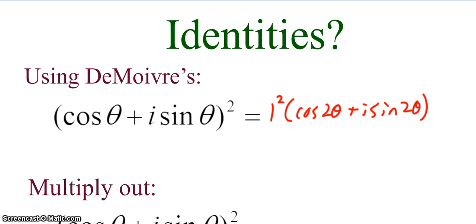in particular here, de Moivre's theorem. So cosine of theta plus i sine theta, squared, using de Moivre's theorem, I square the r value and I multiply theta by 2. So I get 1 squared times cosine 2 theta plus i sine 2 theta.